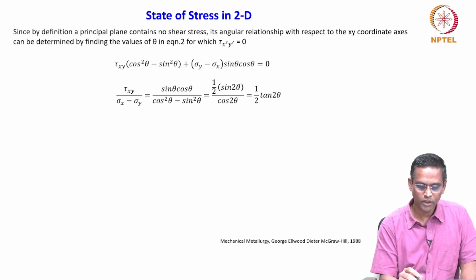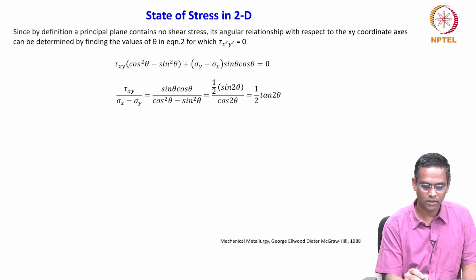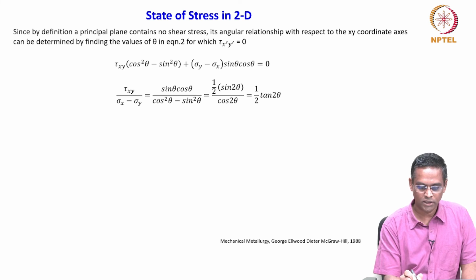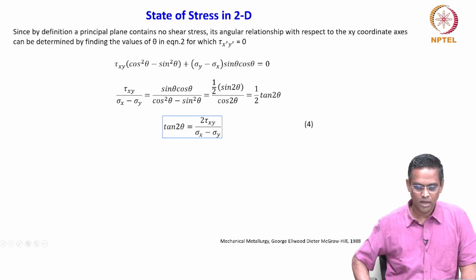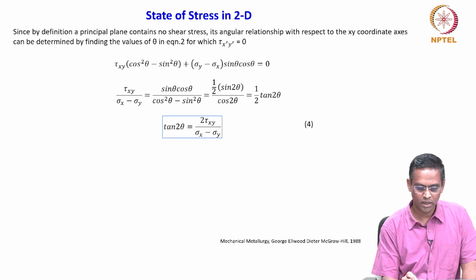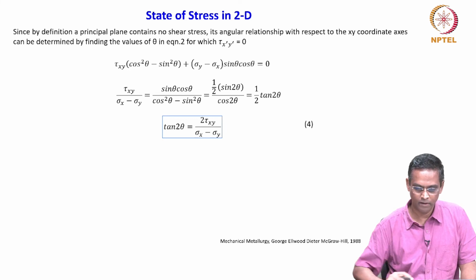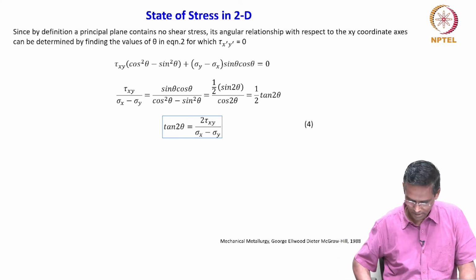So, if you do this, tau xy divided by sigma y minus sigma x, because it is a sign reverse here, so sigma x minus sigma y, is equal to sin theta cos theta divided by cos squared theta minus sin squared theta, which can be written like this. Then this can be written as half tan 2 theta, and finally tan 2 theta is equal to 2 tau xy divided by sigma x minus sigma y. So, this is the angular relationship we are talking about with respect to these stresses.